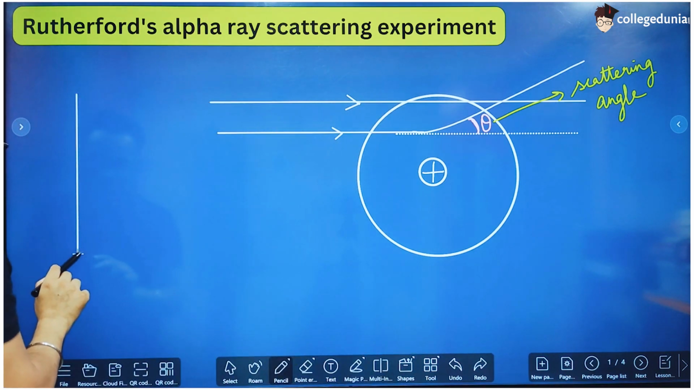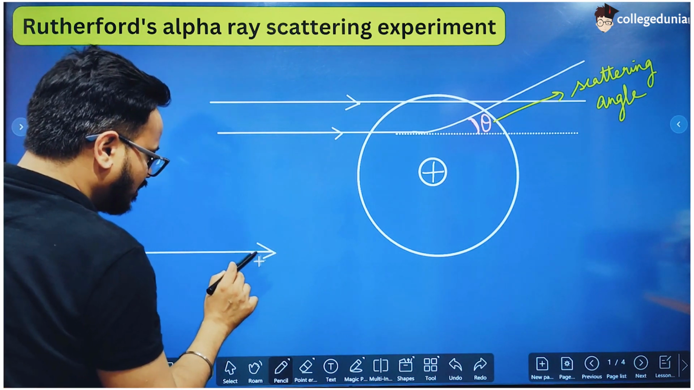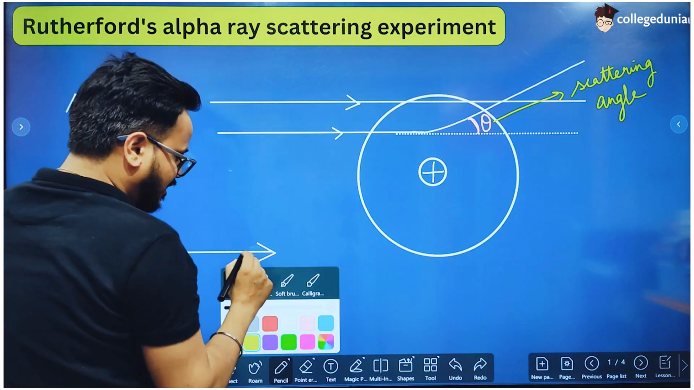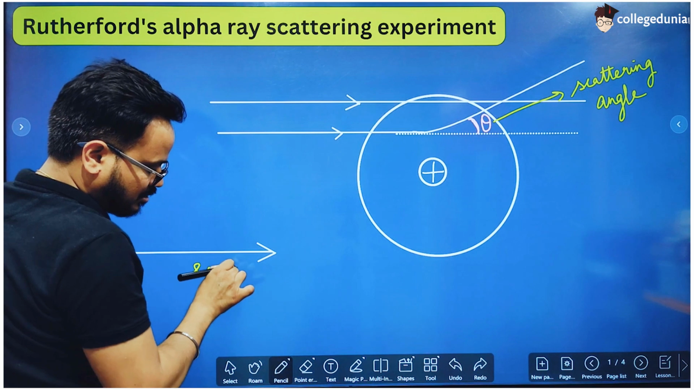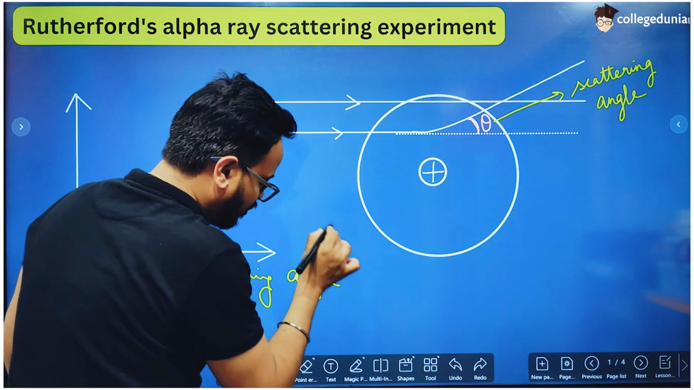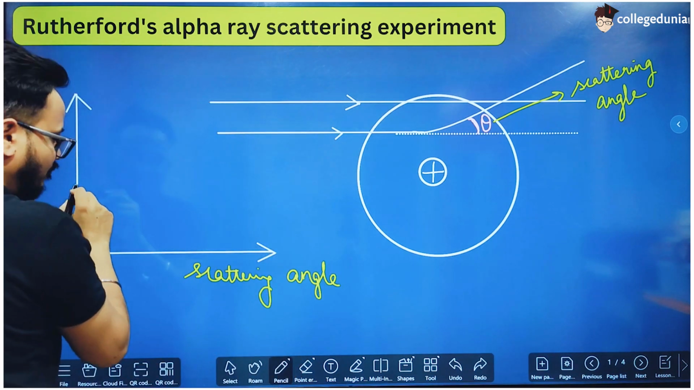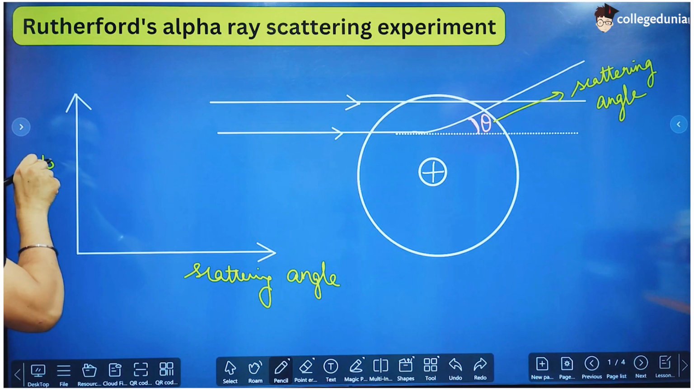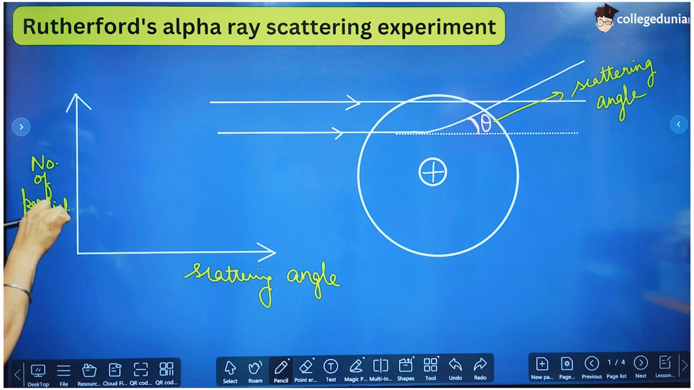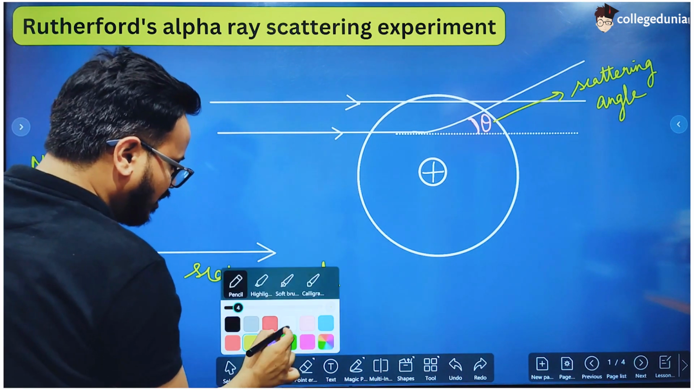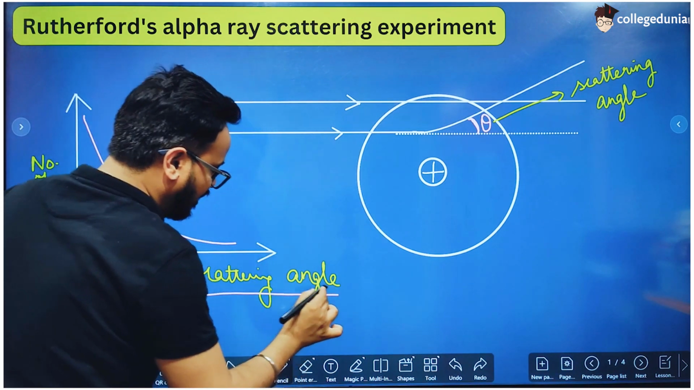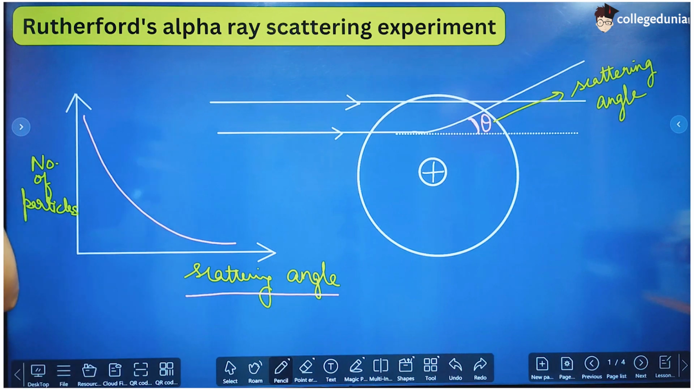What is the meaning of this statement? He made a graph where the value of the scattering angle is plotted on the x-axis, and the number of particles is plotted on the y-axis. The shape of the graph came out to be this, which says that the more the scattering angle, the less is the number of particles which scattered at that angle.